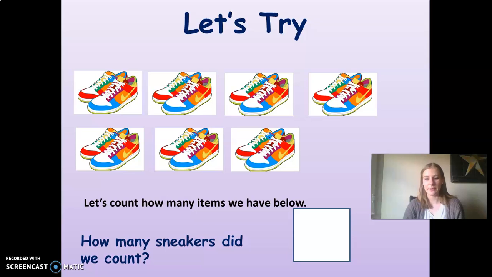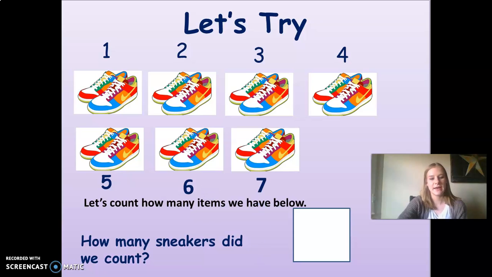Let's try another one. This time I have 2 rows stacked on top of one another, just like we saw in the beginning. This time we have sneakers, so we need to count to see how many sneakers we have so we can write that number in the box below. So let's count. I have 1, 2, 3, 4, 5, 6, and 7. I don't keep going. I stopped when I saw that last picture, and that was the number 7. So I know that I have 7 pairs of sneakers. So I would put that number in the box.